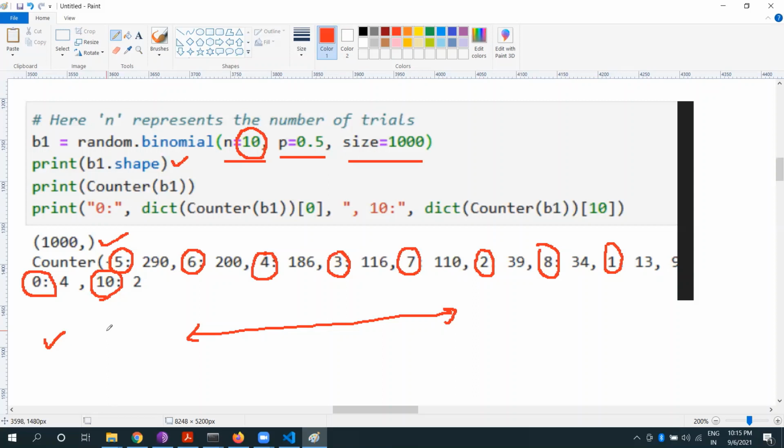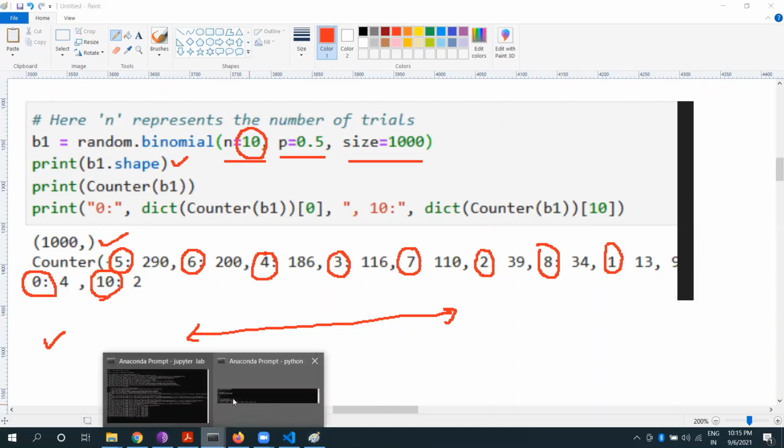So this Counter is not shuffled. Counter, I did not explain. It is giving the answer in descending order: 290, then 200, then 186, 116. It is counting in descending order. Yes, you are right.